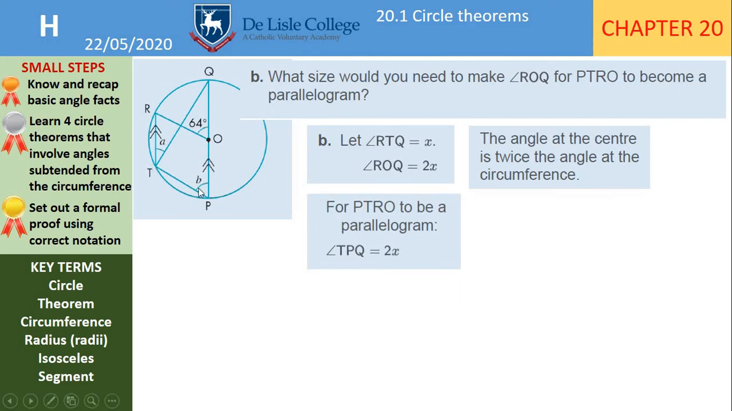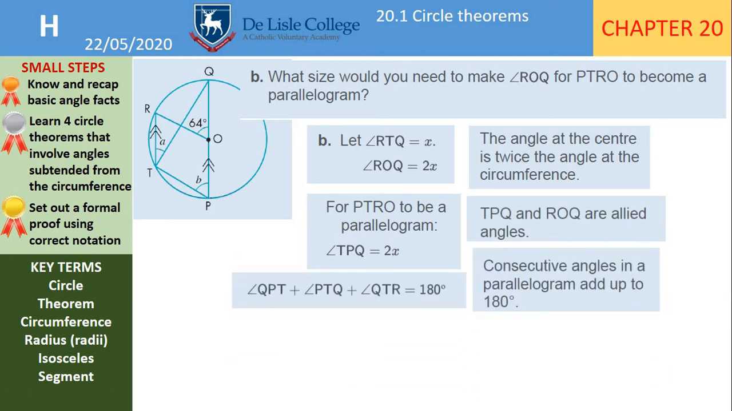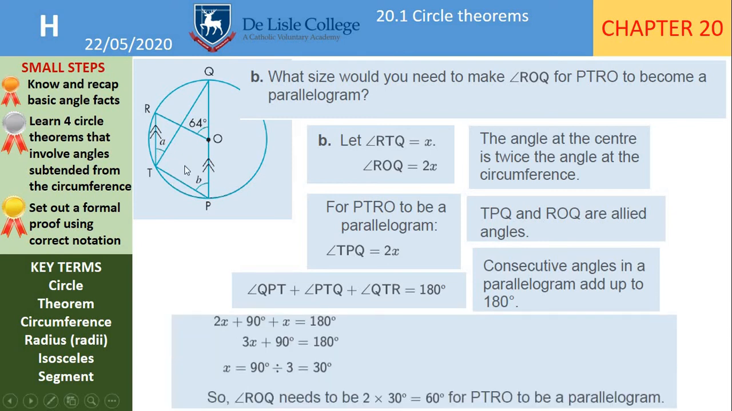TPQ, this one here, is going to have to be 2X due to corresponding angles, because these are now parallel due to parallel lines. And opposite angles in a parallelogram are equal. So if we add everything together, that's these three parts here, to get 180, we're going to get 3x plus 90 equals 180. Therefore, when we solve that, we get x equals 30. So for us to have a parallelogram, the angle that's currently labelled 64 would need to be 30 degrees.